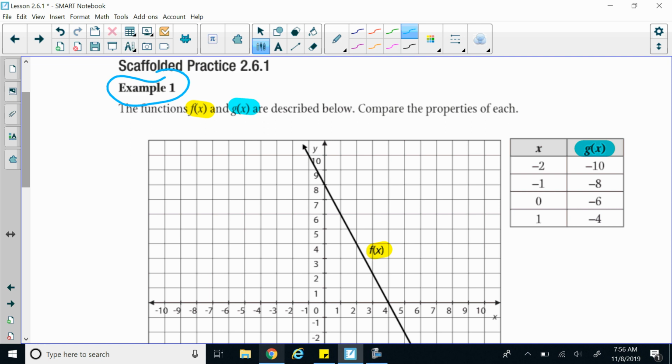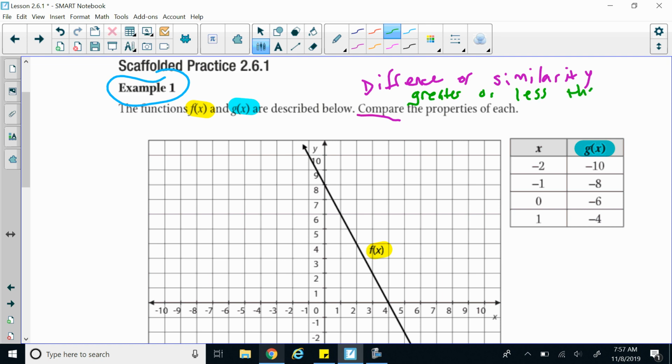And today's lesson is rather simple because you've learned all these properties. You've learned about rate of change, and you've learned about y-intercepts, but today what we're going to do is we are going to compare. And compare means to identify a difference or similarity. Now, not many of these functions will have similarities. Now, you could say, oh, they're both linear, they're both exponential or whatnot. But what we're trying to do is identify more so which one is greater or less than the other. All right, and that's really what we're looking for today, is we're going to determine which properties of which functions are greater or less than the other.